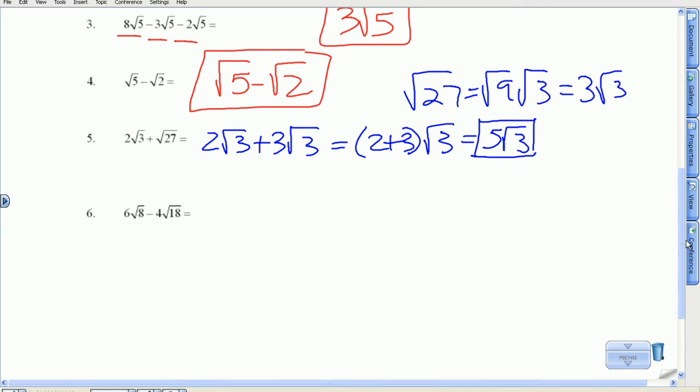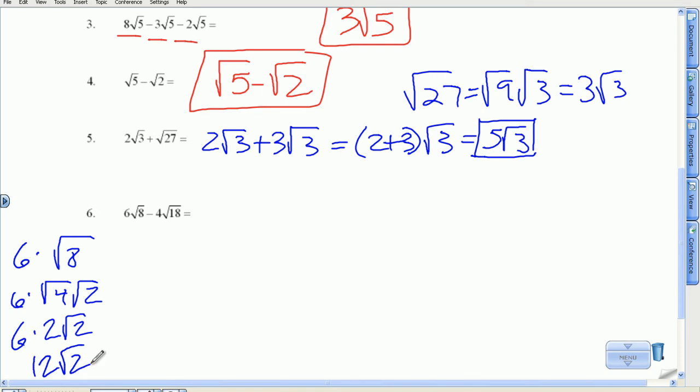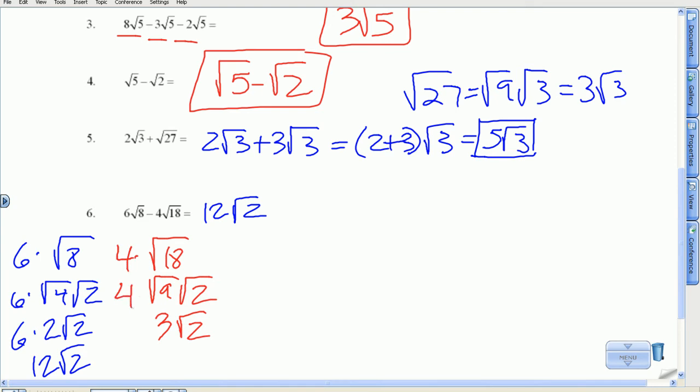Like in problem 6, radical 8 I can reduce. That is radical 4 times radical 2, or 2 radical 2. If I multiply that by 6, I get 12 radical 2. So the first term is actually 12 radical 2. For radical 18, well, radical 18 is radical 9 times radical 2, which is 3 radical 2. I had a 4 out in front, so if I multiply by 4, this becomes 12 radical 2. So they're both 12 radical 2. 12 radical 2 minus 12 radical 2 is in fact 0. So the answer to number 6 is 0.